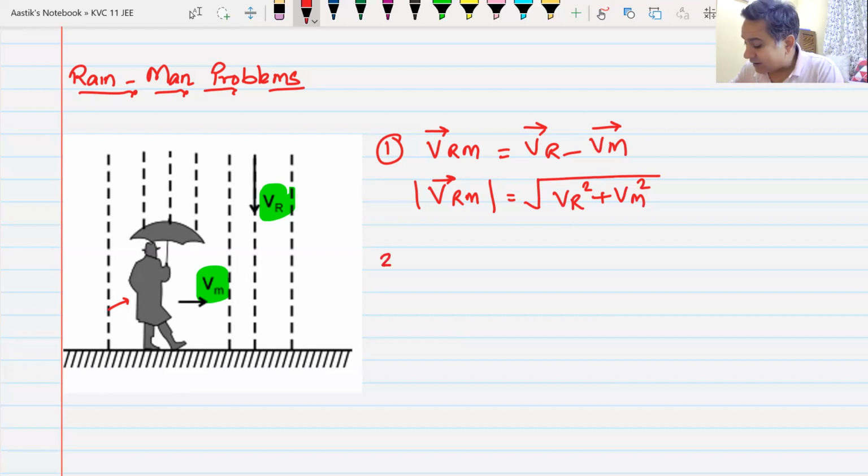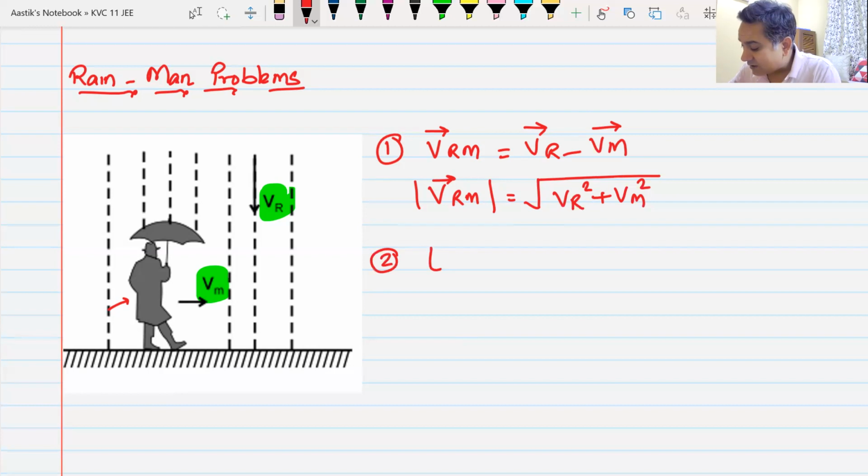The second thing that they are going to ask is, he is holding this umbrella. Obviously, he wants not to get wet. So at what angle should he hold his umbrella? Now, to understand at what angle he should hold his umbrella, you have to see what is the direction of rain with respect to man.